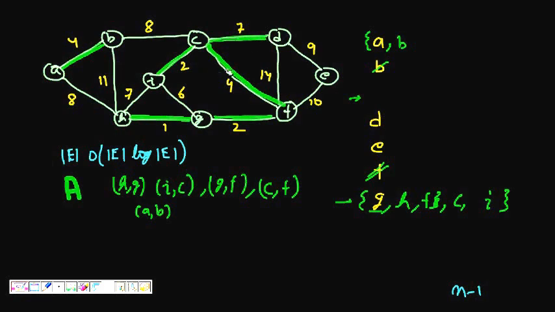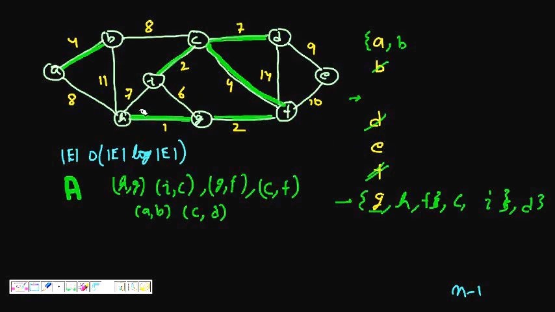So CD. If we take C and D, C is here and D is here, so they are in different sets, so I can have them. So D comes here and CD also comes into our minimum spanning tree. Okay, so this happens, and now you see we have a smaller number of sets.